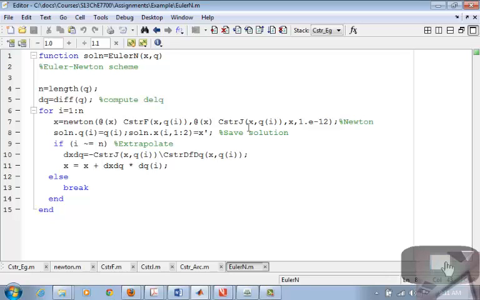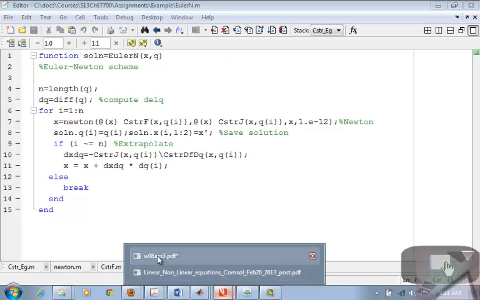And of course, if i is equal to n, then break out and come out, and done with the job. So it is this one that constructs the entire solution for the whole range of parameters, right? And passes it as SOLN, which I can then plot, as I showed you in the previous one. So now, to complete the understanding of this one, you need to take a look at CSTR df dq. But before I do that, I need to show you how I would calculate that.